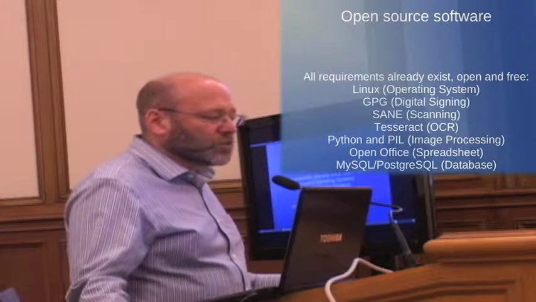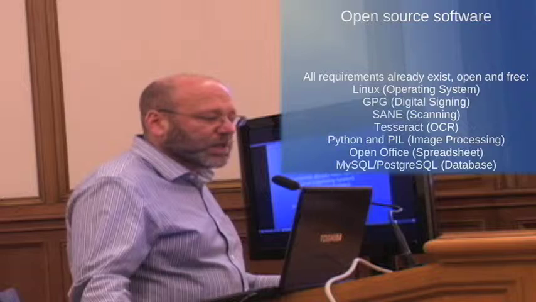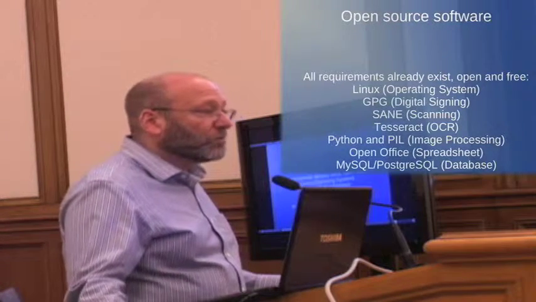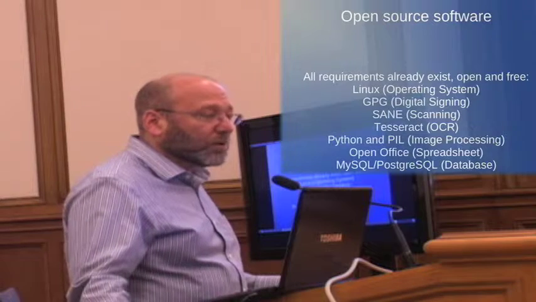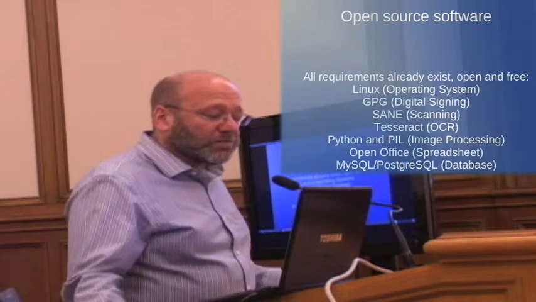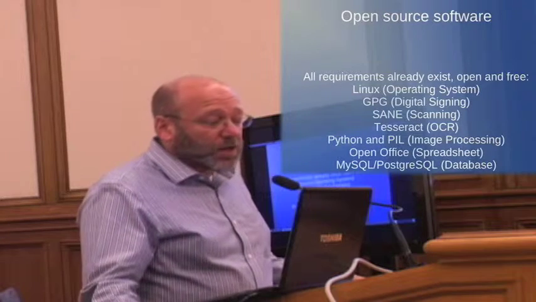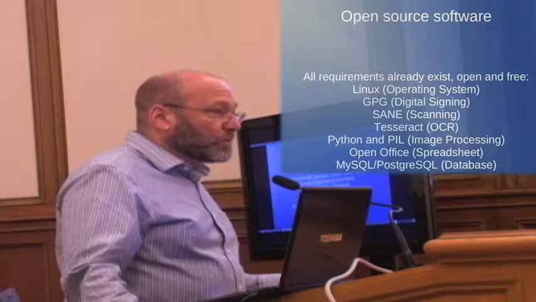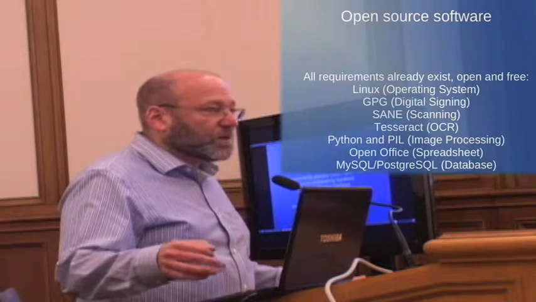non-commercial software for digitally signing things called GPG, software that's been written for controlling scanners from Linux, software that's been written for doing optical character recognition that enables us to read the candidates and contests off the ballot, image processing libraries called the Python Imaging Library. There are also open source spreadsheets and open source database.